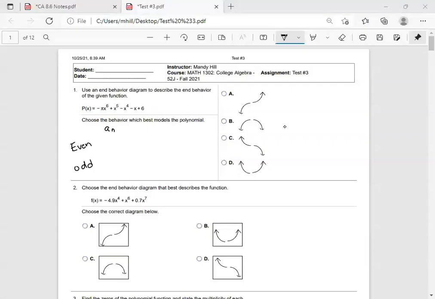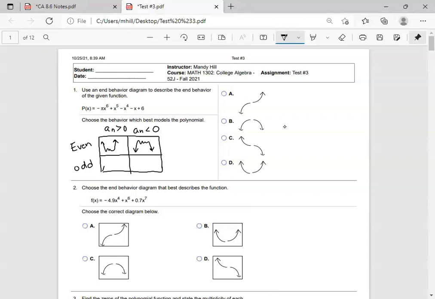Okay, so there is a chart that we had talked about. If you have an even or an odd function, you look at the leading coefficient and say if it is greater than 0, it does one thing, and if it's less than 0, it does something else. If the function is even and greater than 0, they would be facing the same way, both facing up as the end behavior. If it's even and less than 0 or negative, they would both be facing down.